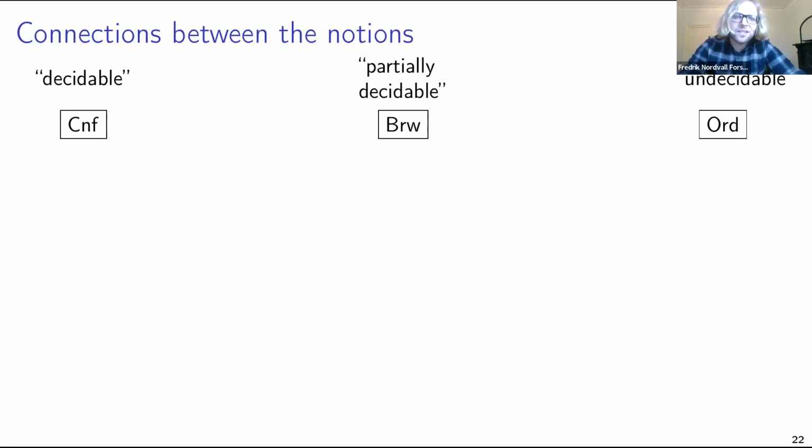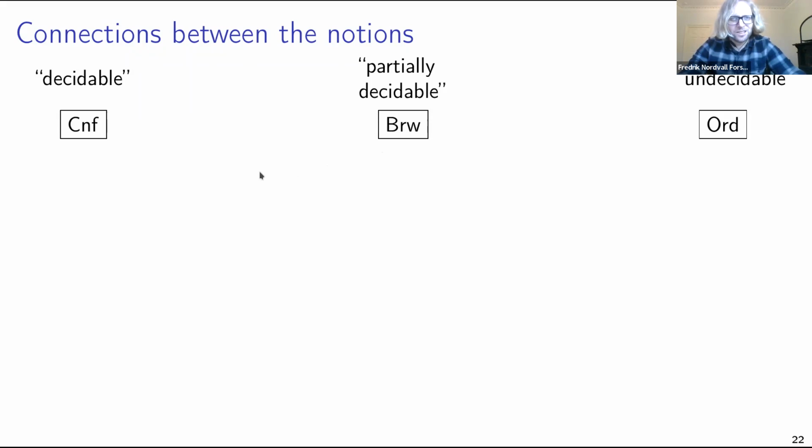So let's just see if we can summarize how all of these different notions are actually connected. So we have the three different notions. We have Cantor normal forms, Brouwer trees, and extensional well-founded transitive orders. And in general, things here are decidable, things here are undecidable, and things here are partially decidable, right? In the sense that we can decide some things.